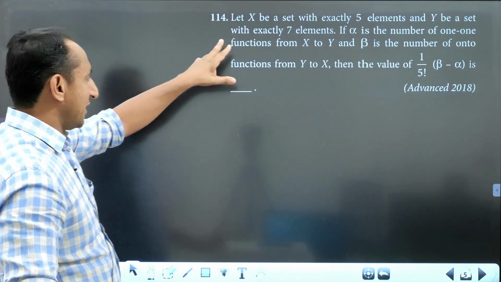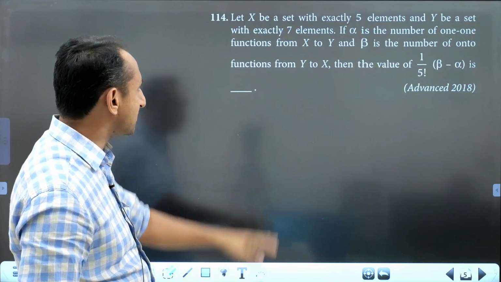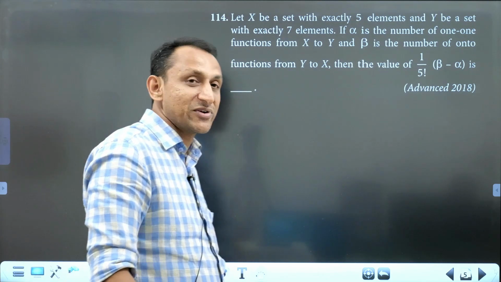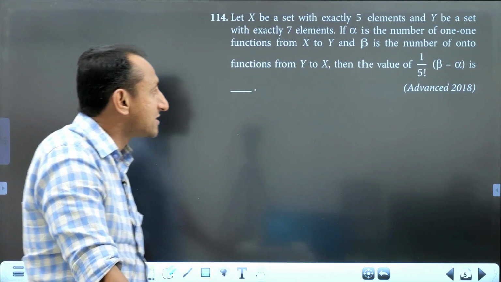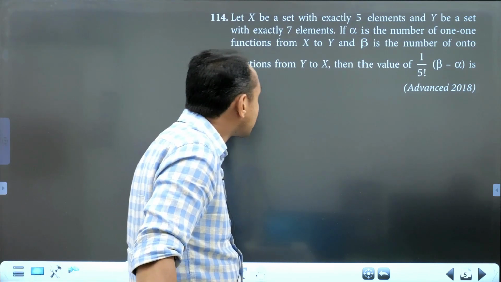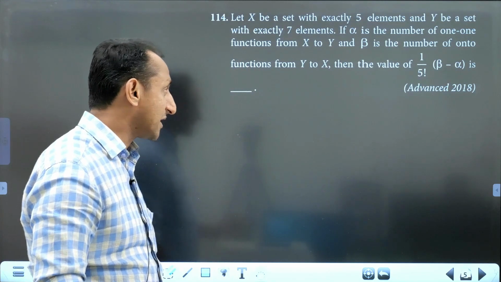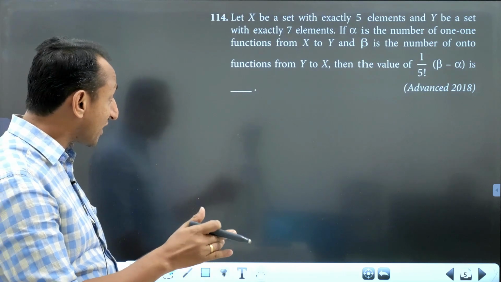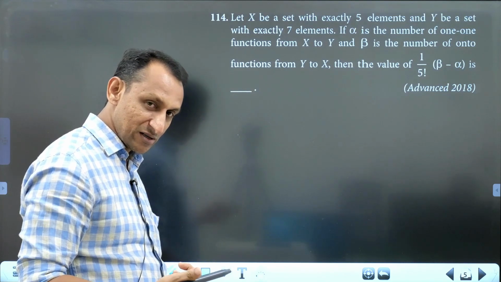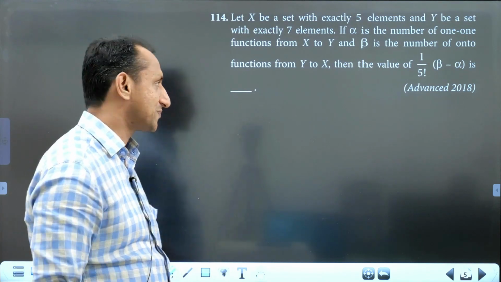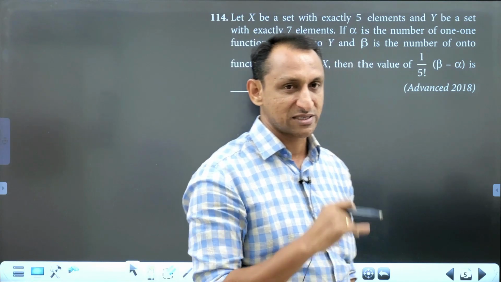See the question. Let X be a set with exactly 5 elements and Y be a set with exactly 7 elements. Alpha is the number of one-one functions from X to Y. Beta is the number of onto functions from Y to X. Then find the value of 1 by 5 factorial into beta minus alpha.